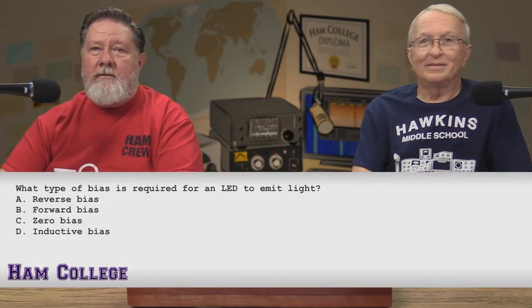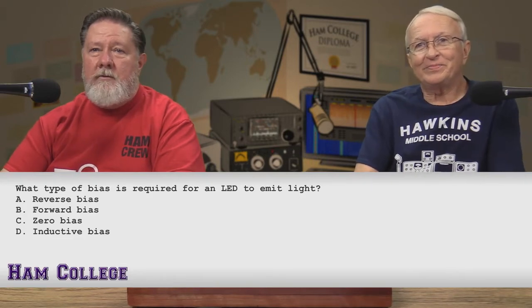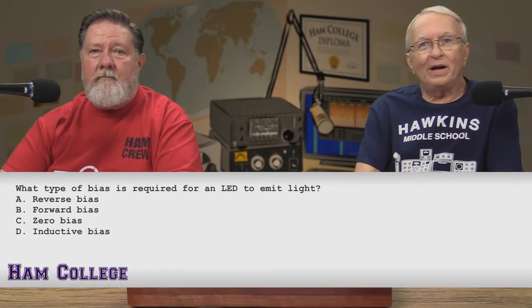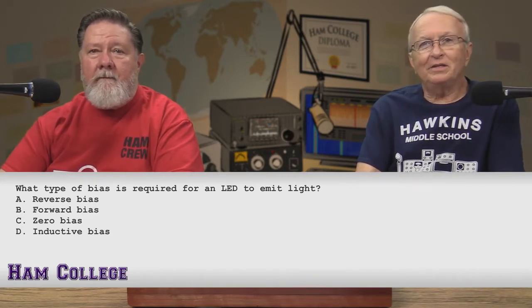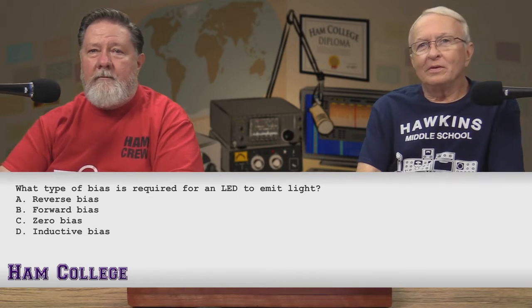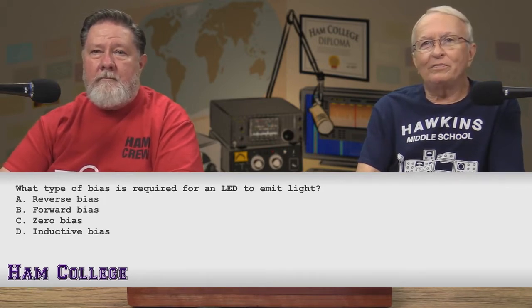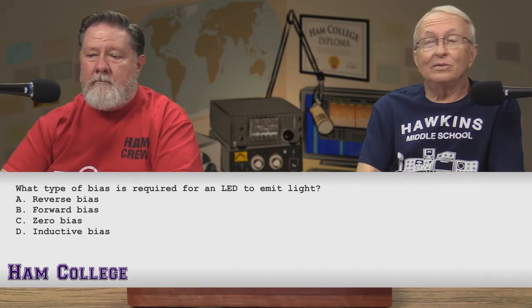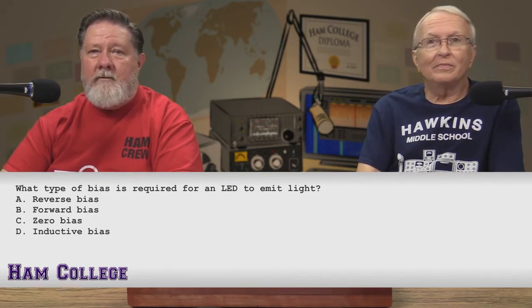What type of bias is required for an LED to emit light? A, reverse bias. B, forward bias. C, zero bias. Or D, inductive bias. Wouldn't be reverse bias. Well, that's kind of an easy one there.